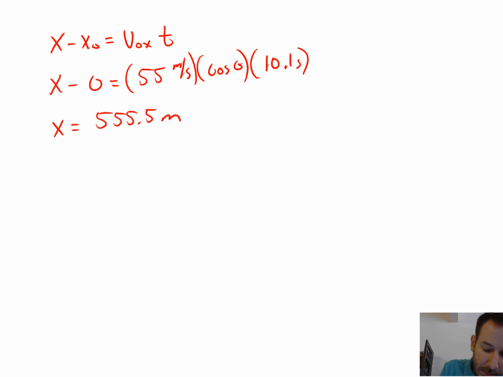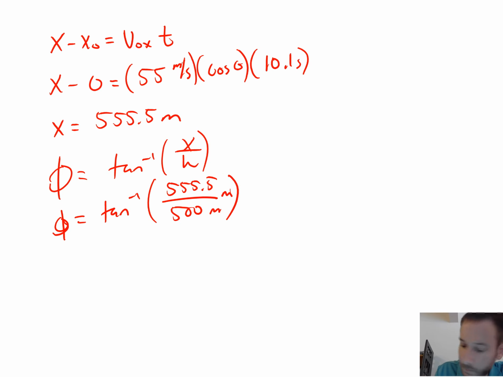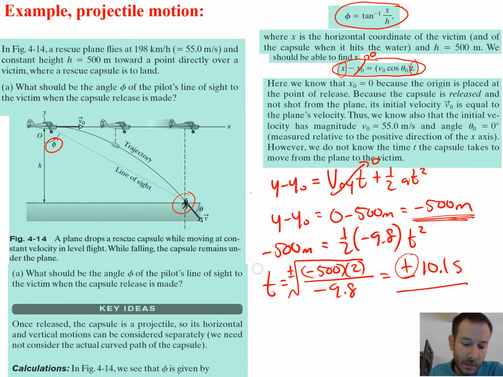All right, now that we have x, we can go back to our tangent equation and find what phi is. So phi is going to be the tangent, or the inverse tangent, excuse me, of x over h. So phi is the inverse tangent of 555.5 divided by 500, and these are both meters. So that gets us 48.0 degrees. Okay. So this angle phi here is going to be 48.0 degrees.